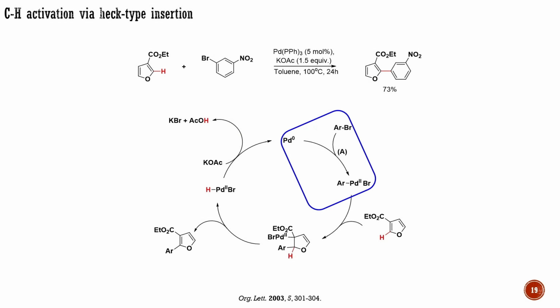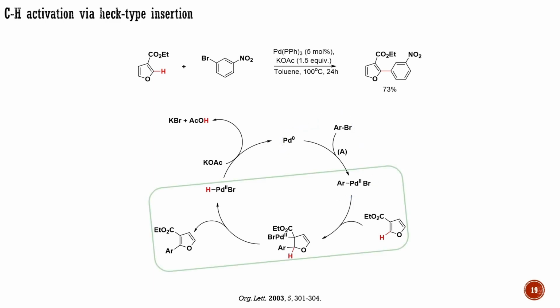According to the proposed mechanism, the reaction starts with the oxidative addition of palladium-0 to the aryl halide, generating the corresponding palladium-2 complex. Further, this complex undergoes a Heck-type insertion into furan, followed by beta-hydride elimination to generate the product and a palladium-2 hydride intermediate.